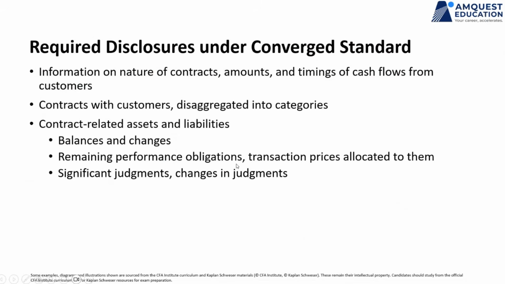Now, under the converged standards, what are the required disclosures necessary? So you will have to disclose information on the nature of contracts, amounts, and timing of cash flows from customers, contracts with customers disaggregated into categories, and contract-related assets and liabilities. So when we say these are the disclosures required, these disclosures will go as part of your footnotes or notes to accounts. They will generally be provided as part of notes to accounts, and you may get a lot of this information there in terms of what is the obligation left from a company perspective.